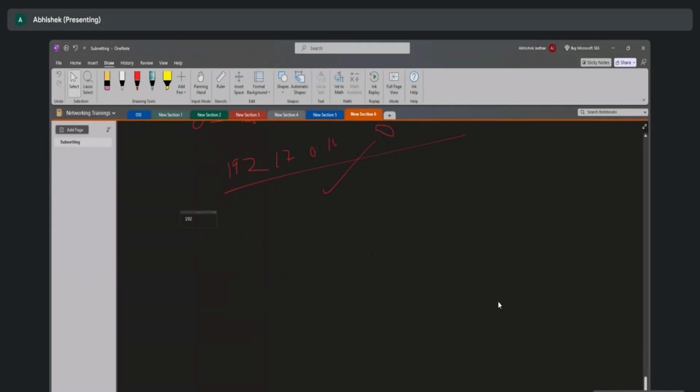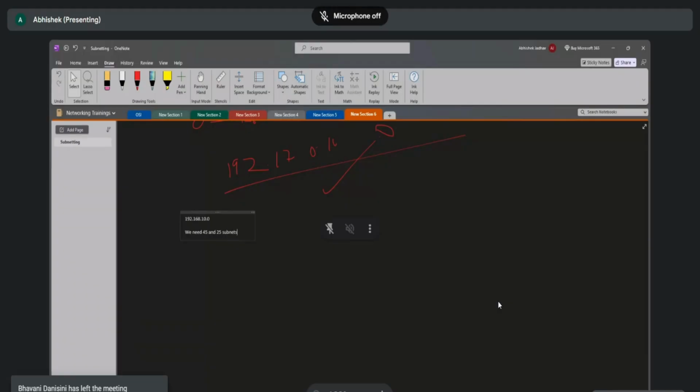What was the question? 192.168.10.0, and we need 45 and 25 subnets. Okay, so you say that you have tried it for 25 subnets. So 128, 64, 32, 16, 8, 4, 2, and 1.